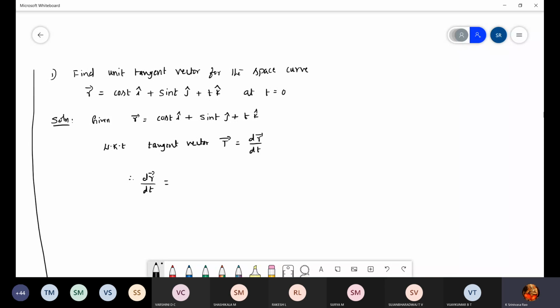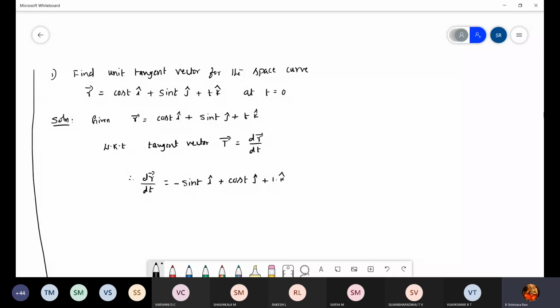What is the differentiation of cos t? Cos t differentiation is minus sin t. Is it right? See, the basics, everything you should recall. For whatever trigonometric functions or complicated formulas, I will explain and give the formula parallelly. So differentiation of cos t is minus sin t, plus differentiation of sin t is cos t, with i cap and j cap showing the direction along the x axis and y axis. Plus differentiation of t is 1 into k cap.